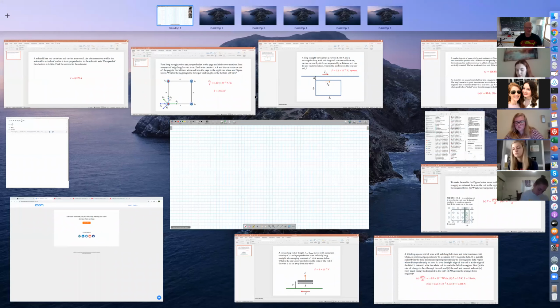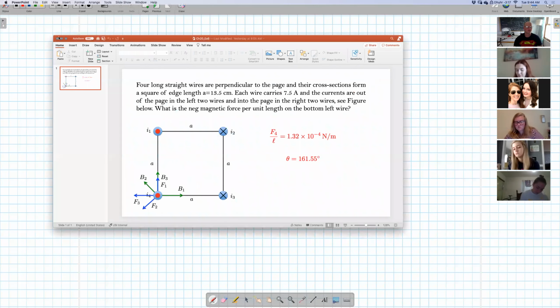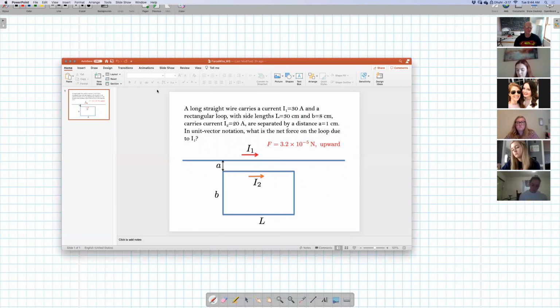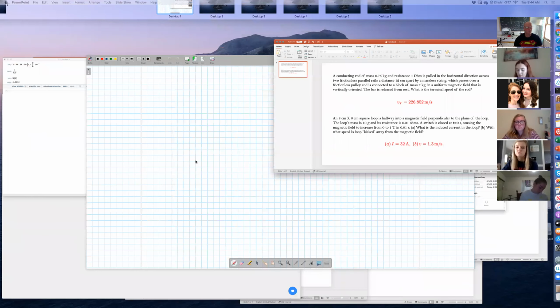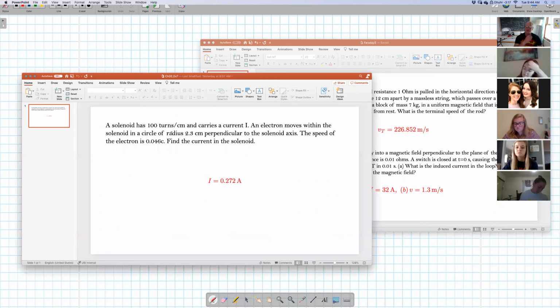So let's use this and do an example. Let me get rid of some of these I don't need anymore. This says we have a solenoid which has 100 turns per centimeter, so that's our n value, and carries a current I. An electron moves within the solenoid in a circle of radius 2.3 centimeters perpendicular to the solenoidal axis. The speed of the electron is 0.046 times the speed of light, and it wants us to find the current within the solenoid.